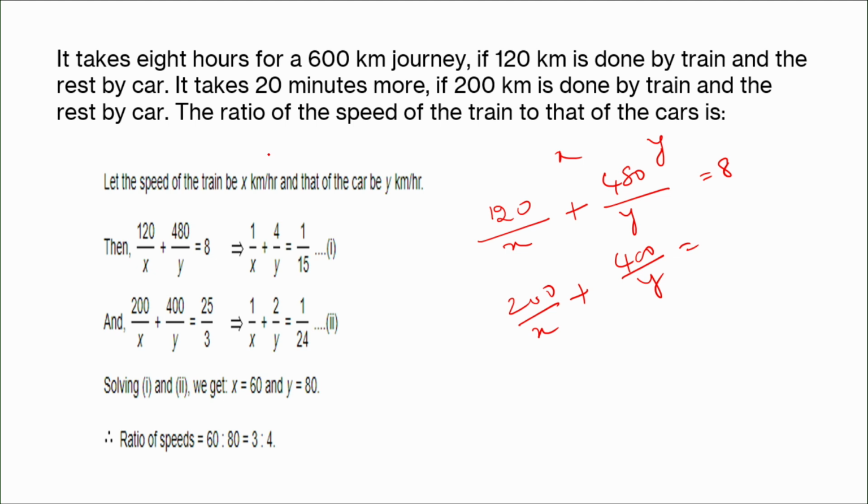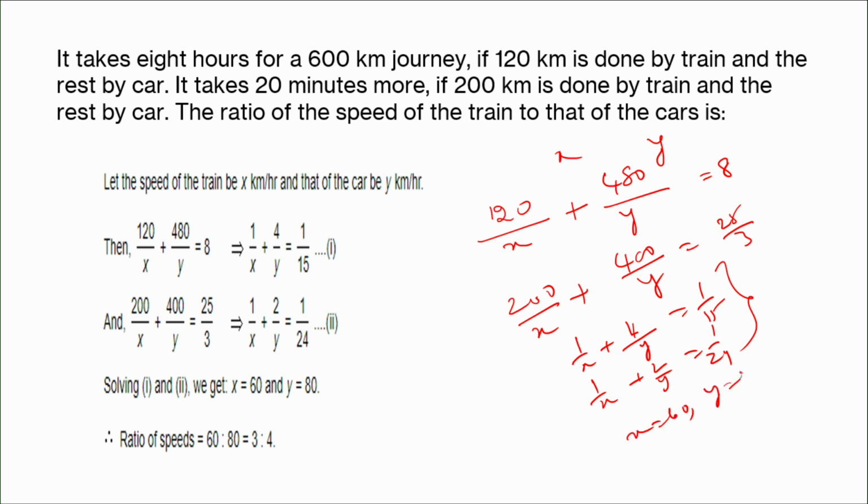It takes 20 minutes more. 8 hours 20 minutes we can say is 25 by 3. When you compare, we will get the equations 1 by x plus 4 by y is equal to 1 by 15, and 1 by x plus 2 by y is equal to 1 by 24. By solving these two simple linear equations, you will get x is equal to 60 and y is equal to 80. So, the ratio of these speeds is 60:80, that is 3:4.